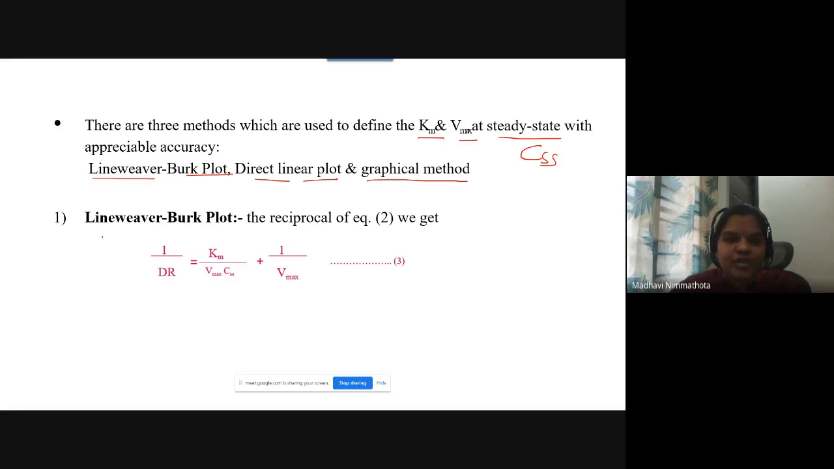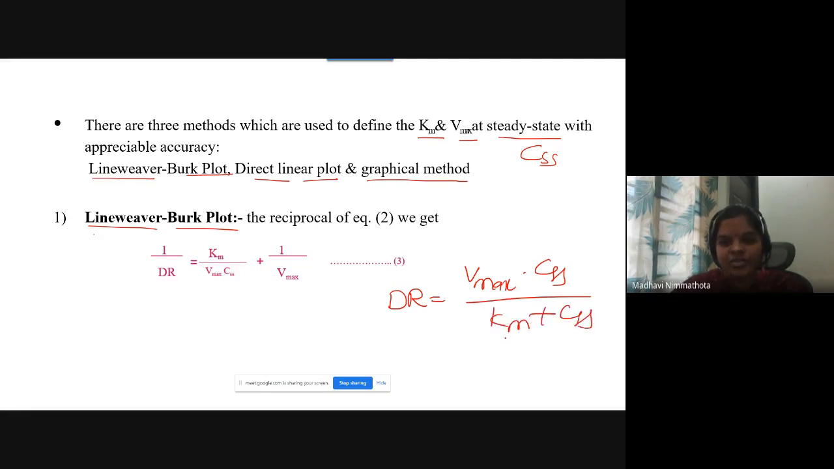Okay, so the first one, the linear Burke plot. So the reciprocal of equation number 2. What is equation number 2? Equation number 2 is DR is equal to Vmax into CSS divided by Km plus CSS. You just write equation 2. This is equation 2, right? So the reciprocal of this equation 2, we will get, reciprocal means 1 by. So it is looking like this.